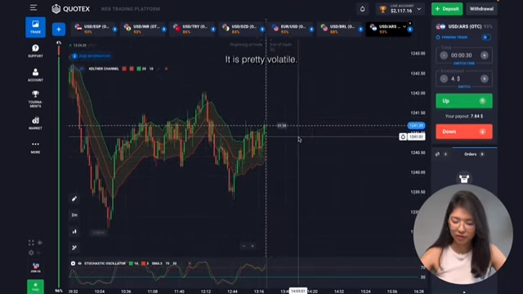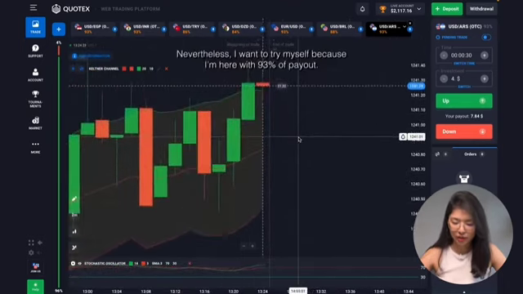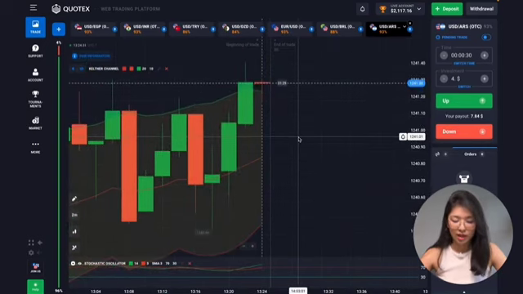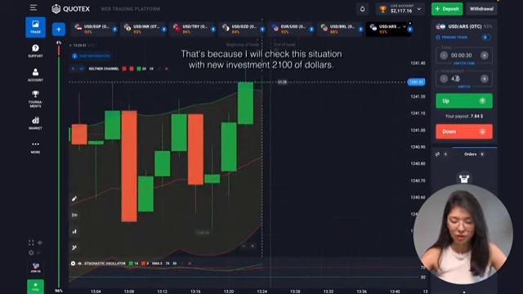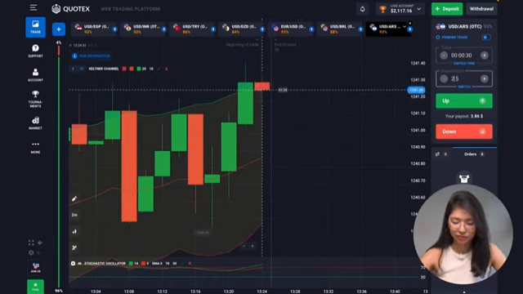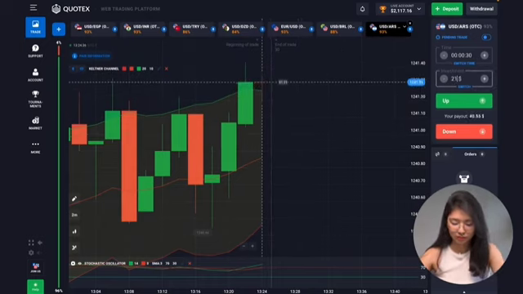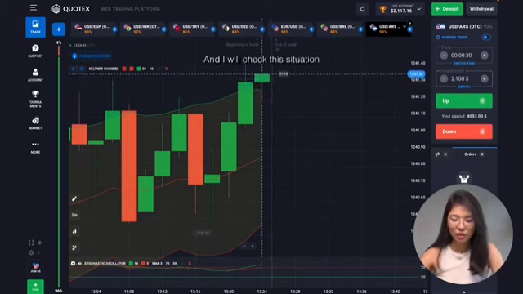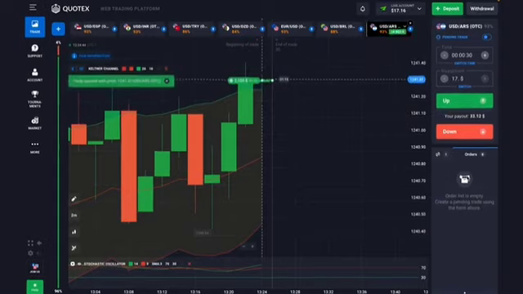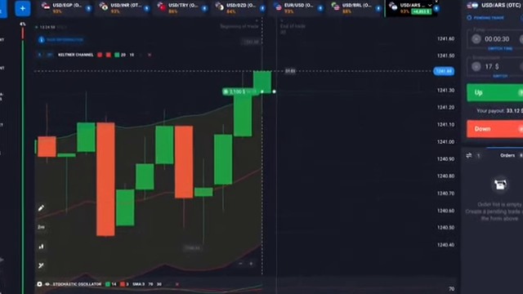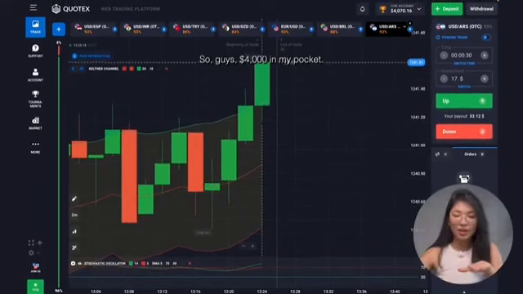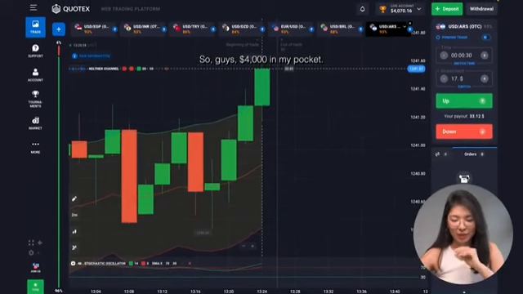It's pretty volatile. Nevertheless, I want to try myself because I'm here with 93% of payout. That's because I will check the situation with a new investment of $2,100. Okay, and I will check the situation with call option. So guys, $4,000 in my pocket.